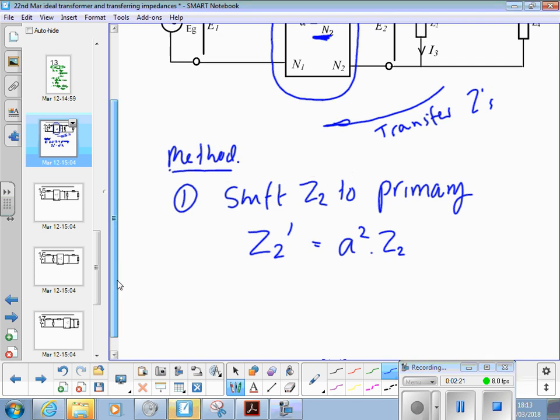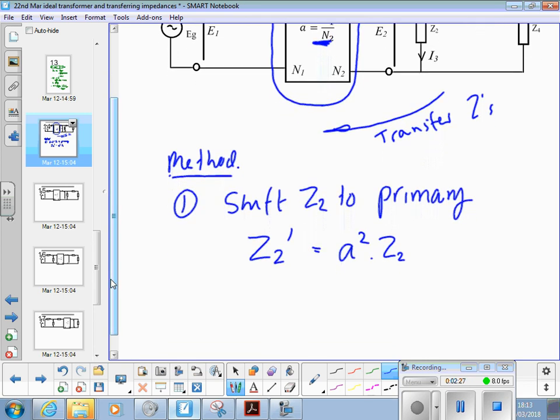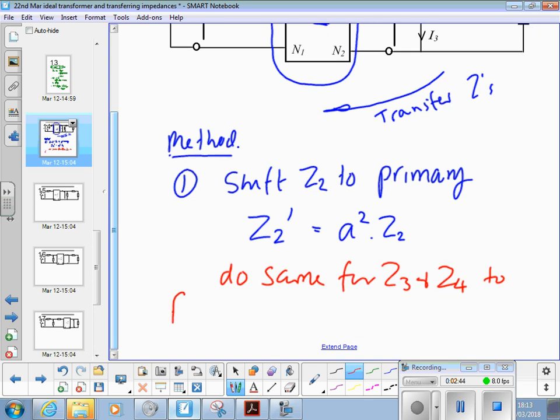We would do the same for Z3 and Z4. So I'm going to write that in red. Do the same for Z3 and Z4 to find Z3 dash, Z4 dash. We'll draw them on a diagram in a minute so you can see how they go.